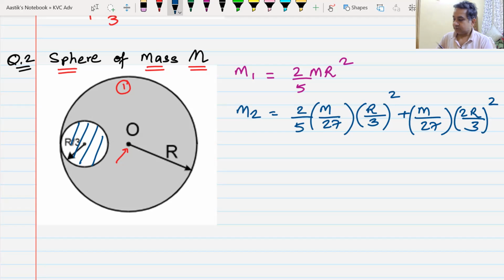How did I get m by 27? Mass density into volume is equal to mass. So mass is directly proportional to r cube. If it is a sphere, mass is proportional to r cube. If it is a disk, mass is proportional to r square. So in that case, it was m by 9. In this case, it is m by 27. We understand this? Yes, sir.